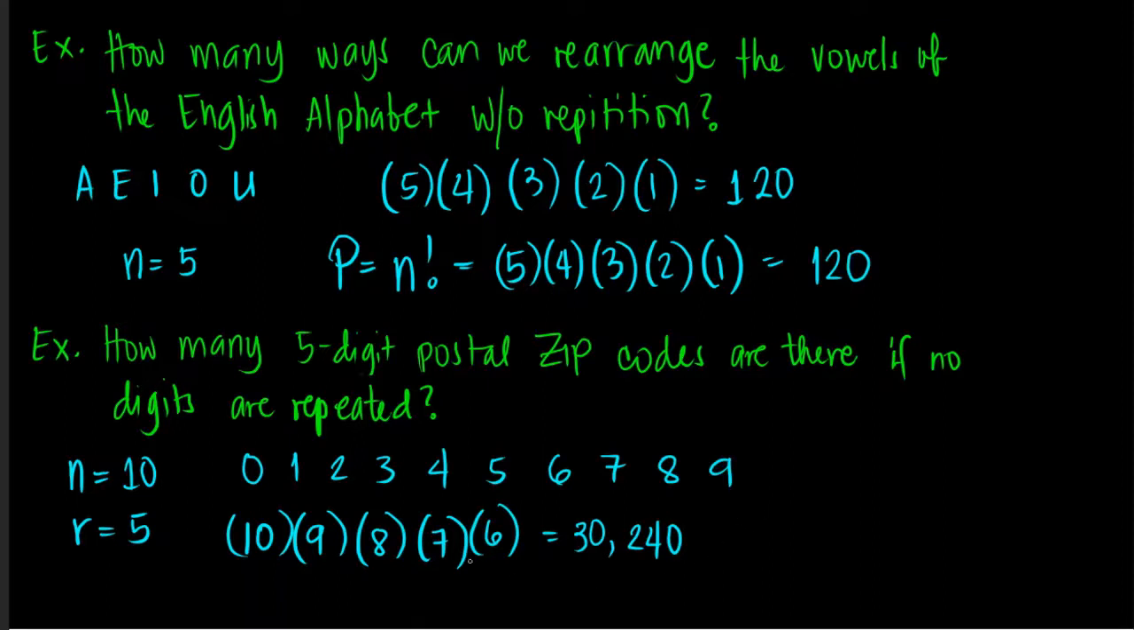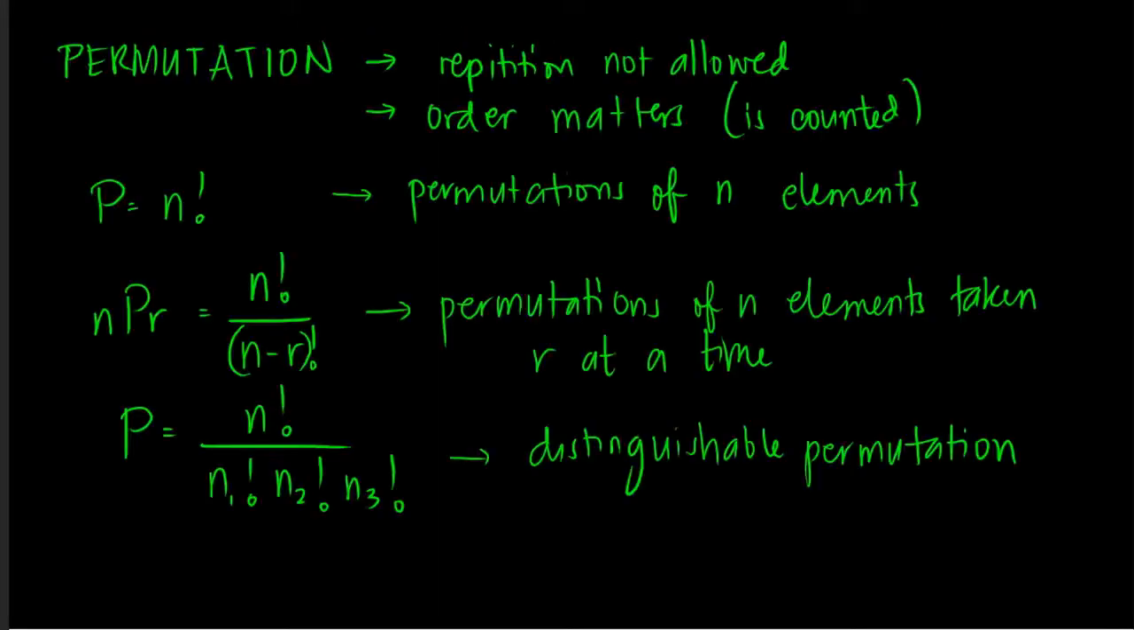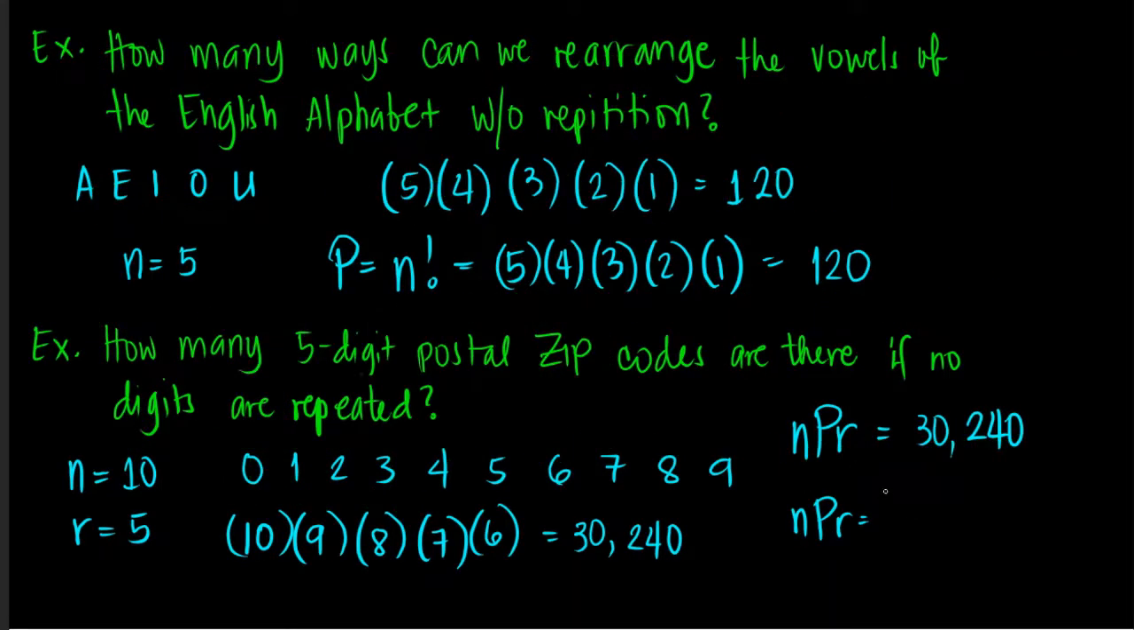But what if it's a large number? You can go ahead and use your calculator and do the nPr. Like I told you earlier, this should still give you 30,240. What if your calculator doesn't have this? We have a formula for you. So nPr is n factorial over n minus r factorial. Our n was 10 factorial, and n minus r is 10 minus 5 factorial.